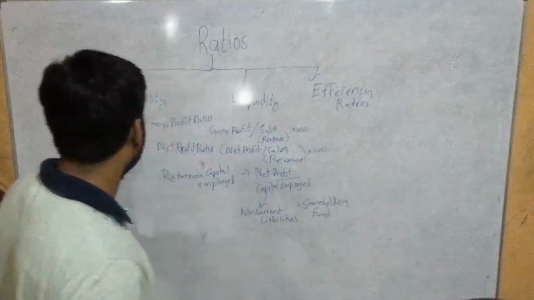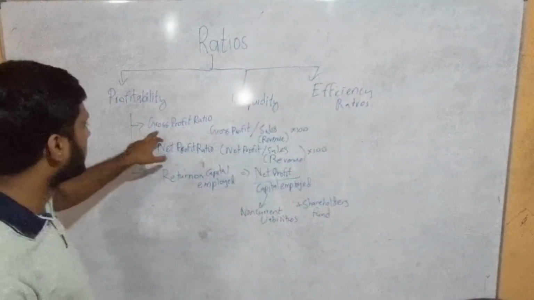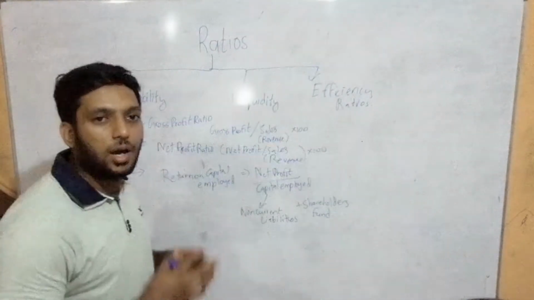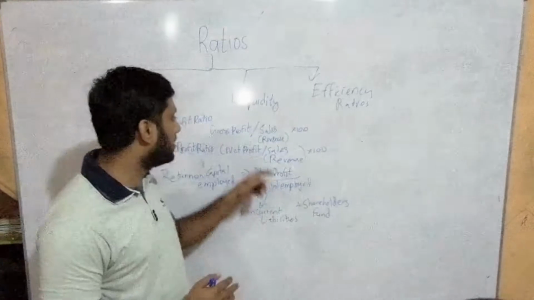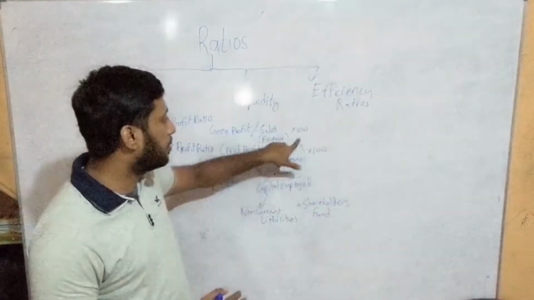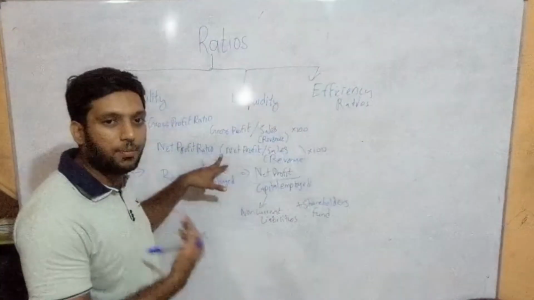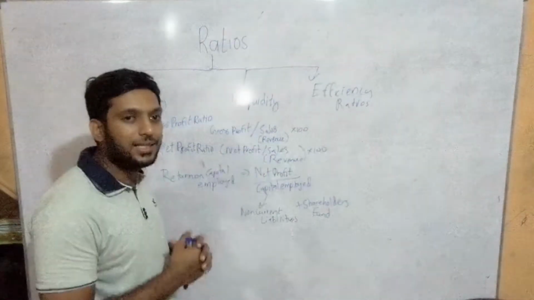So now when I speak about profitability ratio, you might see there's a ratio called gross profit ratio. The gross profit ratio speaks about how much gross profit you have earned in terms of revenue. We show it as a percentage, 100%, so you multiply by 100. The same way, for net profit, it is net profit divided by sales into 100.